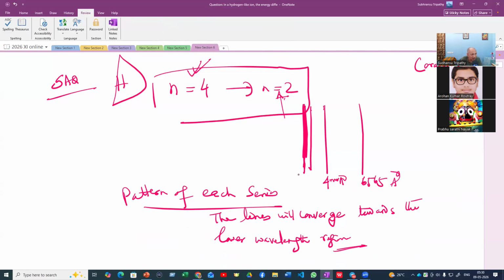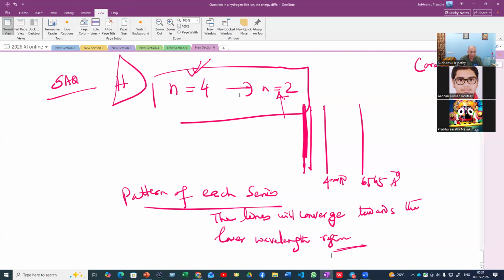So if I ask you a question, what will be the lambda of the photon that is emitted or that is absorbed, whatever it may be. If it is absorption spectrum, it is absorbed. Or indirectly, I will ask you, what is the wavelength of the lowest wavelength line? That means when it is merging, overlapping and forming a band called continuum, what is the last line? That means you have to put n2 is equal to infinity.